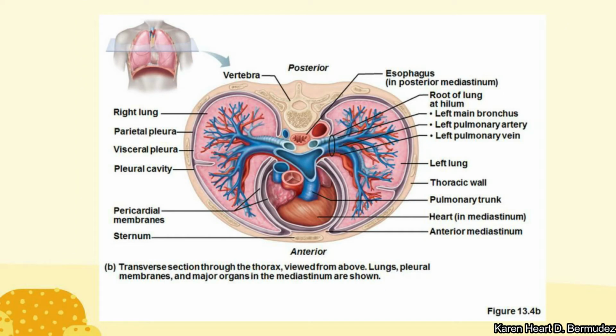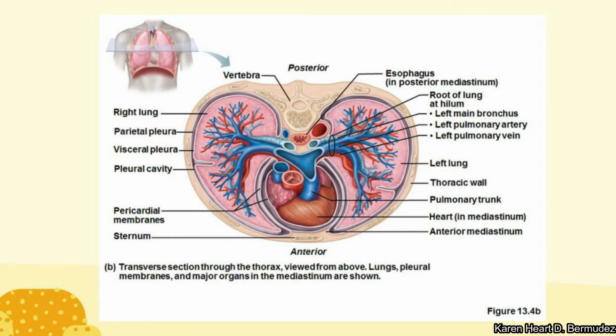In this slide, we have here the transverse section through the thorax viewed from above, where lungs, pleural membranes, and major organs in the mediastinum are shown. Here in the left side, we have the vertebrae. The vertebrae are the 33 individual interlocking bones that form the spinal column. Each vertebra has three main functional components: the vertebral body for load bearing, the vertebral arch to protect the spinal cord, and transverse processes for ligament.